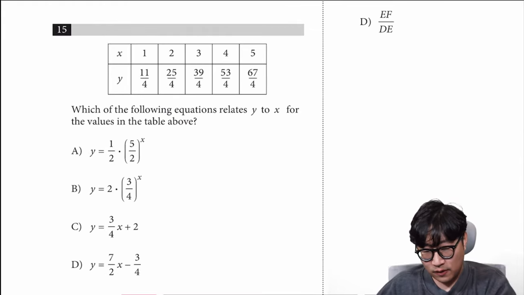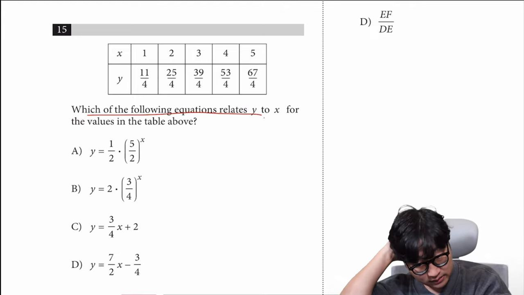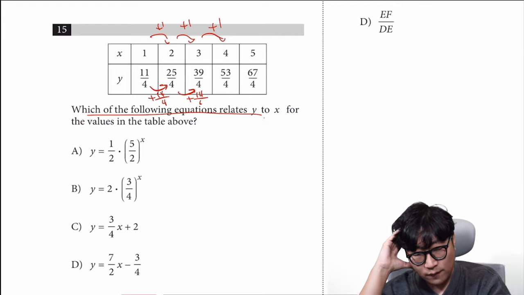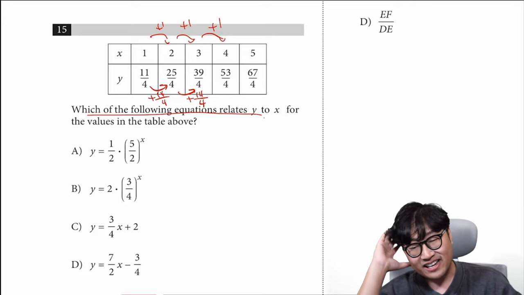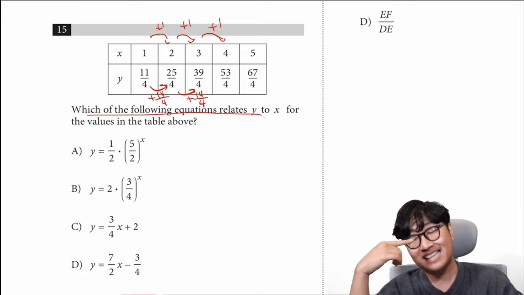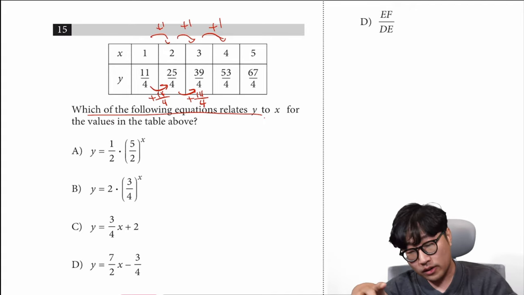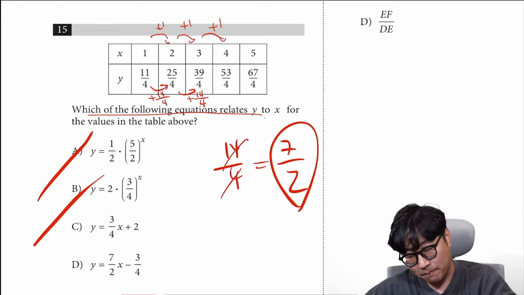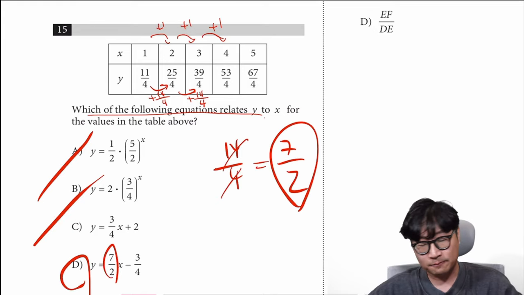Number 15, which of the following relates? So what's happening as you go plus 1, plus 1, and plus 1? What's happening to the y? That is plus 14 over 4. Oh, I get it. This is a linear equation because it's going up by the same exact amount every time. So get rid of A and B because they're not linear. And your slope better be 14 over 4, which if you reduce, that'll be 7 over 2. And that matches the slope of choice D.